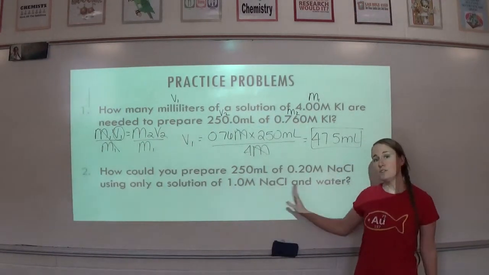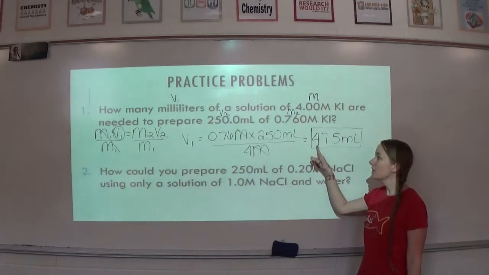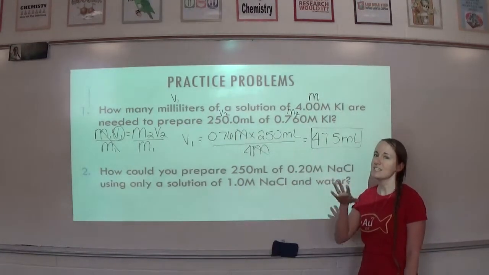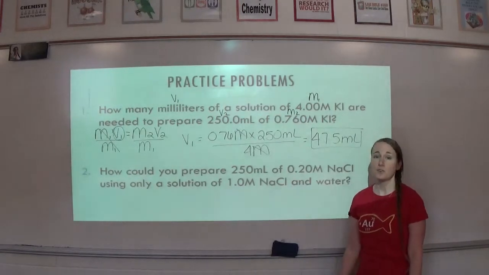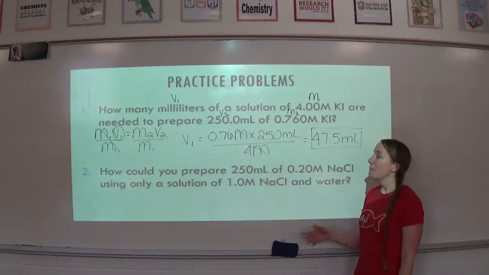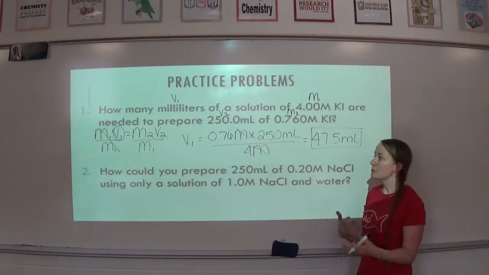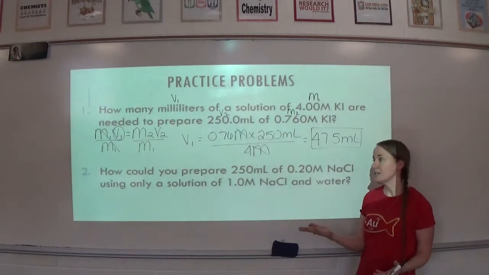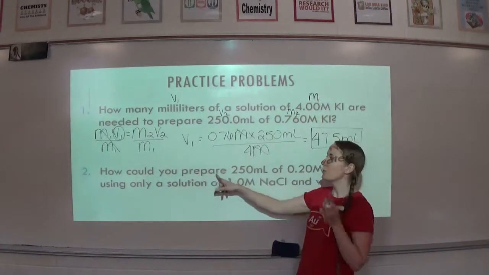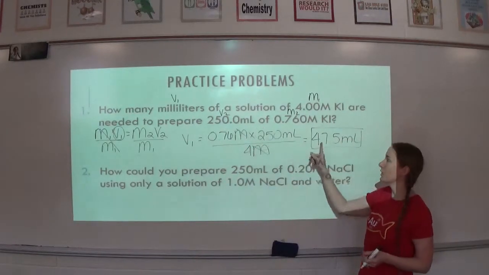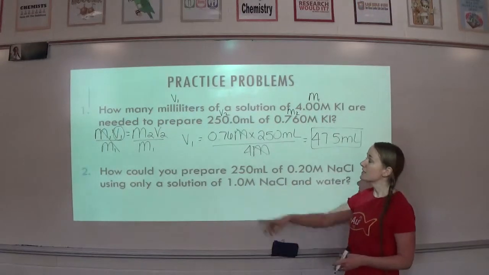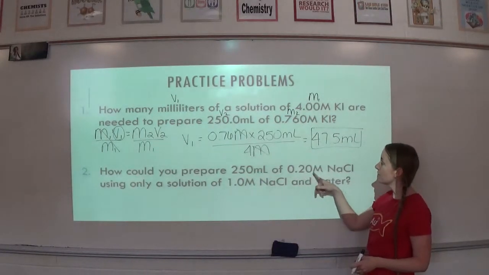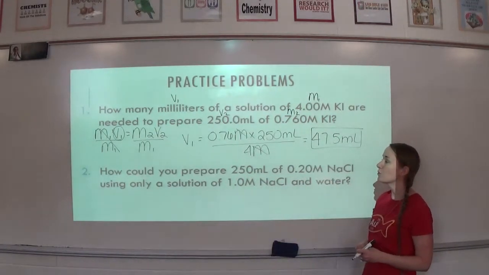Alright, and number 2, if you tried this one on your own, you probably got the number answer, but you may not have done the sentence answer that really goes along with it. Because I didn't give myself a lot of room, I'm just going to verbally say the sentence. But just know that if this was a worksheet, you would need to write the sentence on there, because it asks how would you prepare. It doesn't just say how many milliliters where I can give a number answer. It says how would you prepare. So let's look at this. It says how would you prepare 250 milliliters of 0.2 molar sodium chloride.